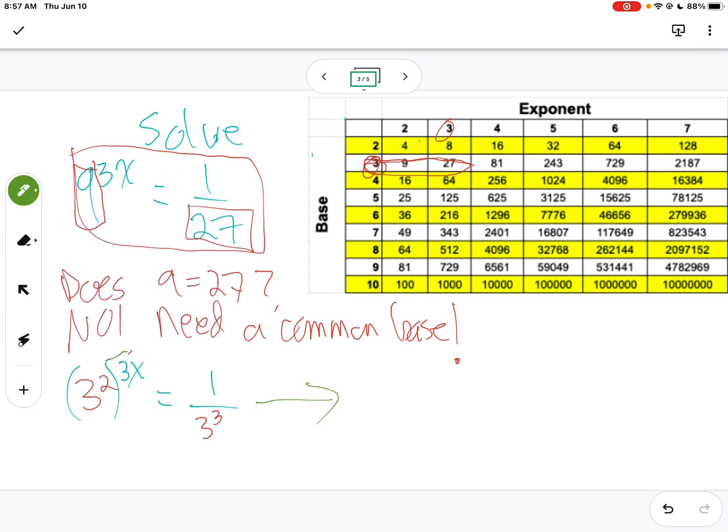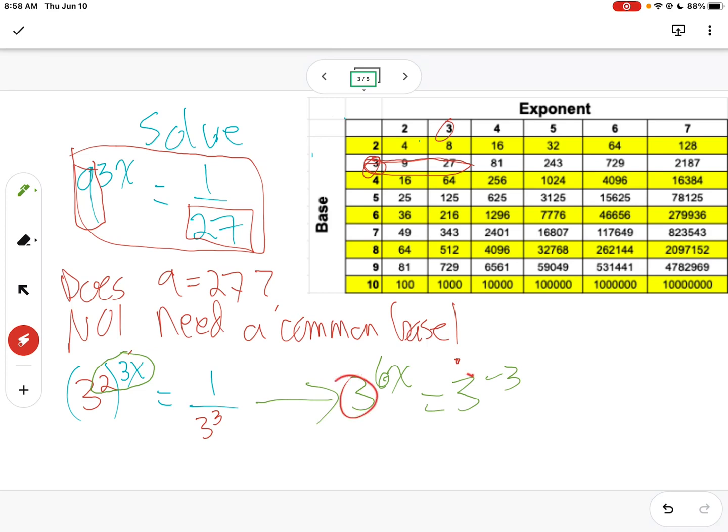So the first thing I have to remember, my exponent laws: when I have an exponent on a power, that's an exponent on top of a power, 3 squared, well, I multiply those. 2 times 3x is 6x. So I'm going to end up with 3 to the 6x equaling 3 to the negative 3. Because remember that repeated division is nothing more than negative exponents. Okay, that represents it.